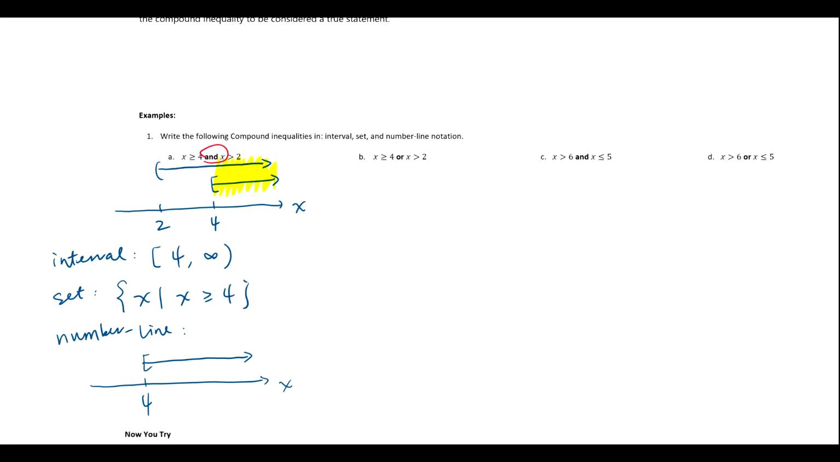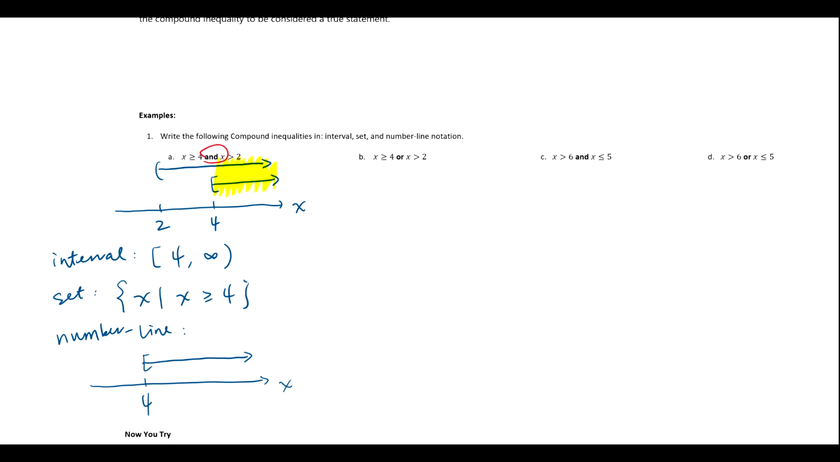Next, if we want to compare what happens when we have the same inequalities but connected by the word or, we're going to look at part B. And to start part B, I would do exactly the same thing, that I would draw the number line with the 2 inequalities involved, which we already did.